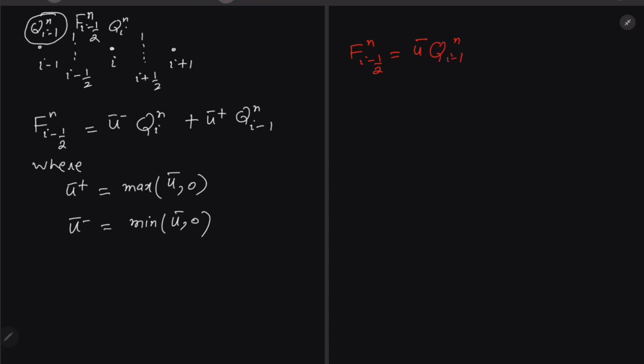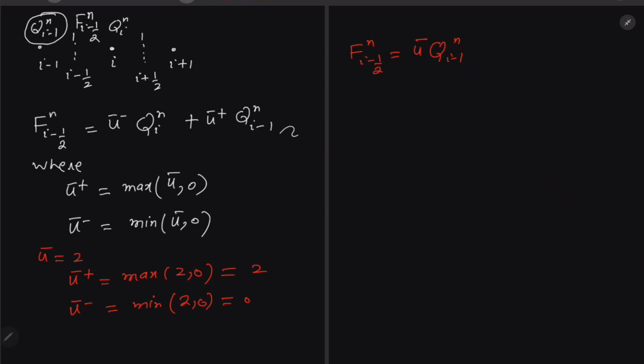Let me just solve it and see. For example, we have u bar equal to 2. Then we have u plus as the max of 2 and 0. What is the maximum of 2 and 0? It is 2. And what about u bar negative? We have the minimum of 2 and 0, so it is 0. So it means that u bar negative will become 0, and u bar plus survives and becomes u bar. So we actually get our fluxes for that answer.